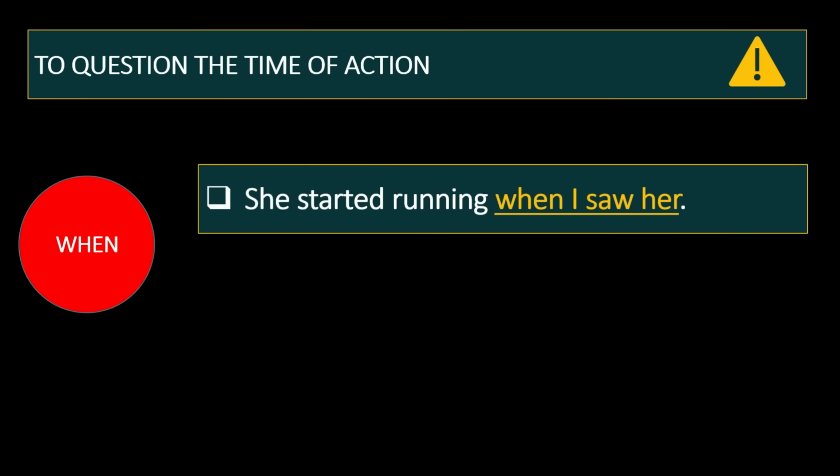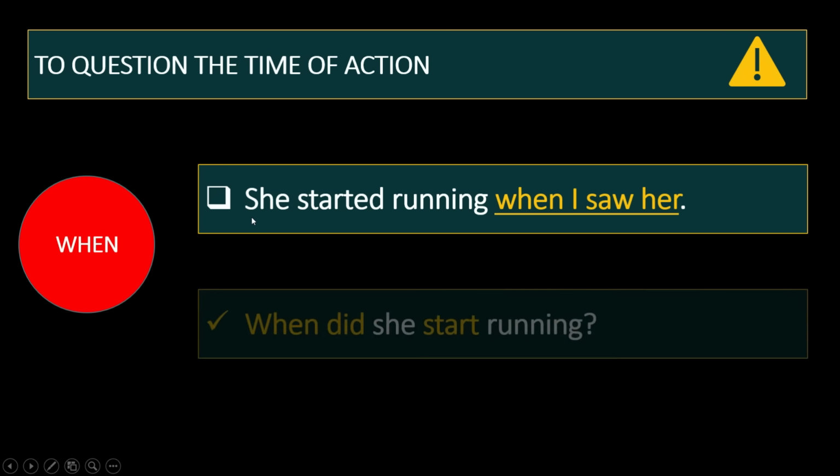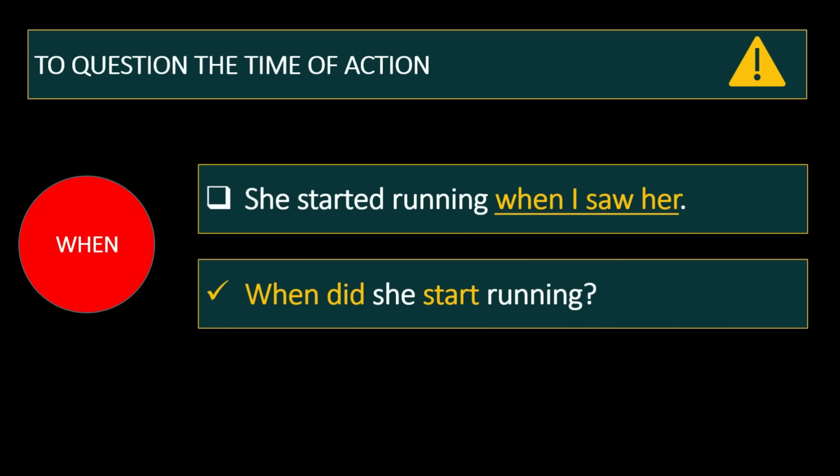Another one. She started running when I saw her. So here the time reference clause is when I saw her. This is what tells us about the time of action. Not exact time of action, but a time reference is there. Again, we have started here. So we split that into did and start and put the subject between them. This is what we get. When did she start running?